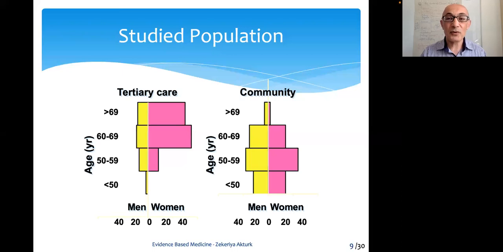So the best is, of course, to run your studies in the community, but that's not easy, and that consumes a lot of resources. Therefore, most studies you will observe that they are done in the clinics, in clinical settings.